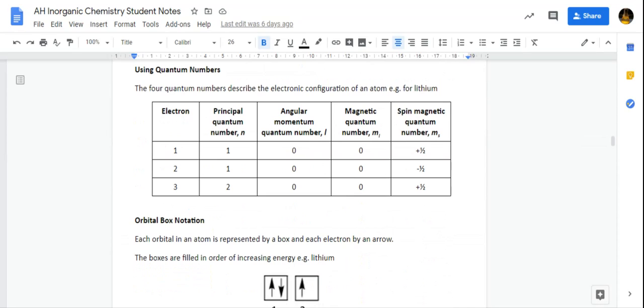These are the quantum numbers describing the 3 electrons in lithium. The first electron is in the first energy level. It's in an s orbital, which gives ml a value of 0, and the spin is +1/2. The second electron is in exactly the same orbital, but has the opposite spin, -1/2. The third electron is in the second energy level, in the s subshell, which gives ml a value of 0, and has a spin of +1/2.